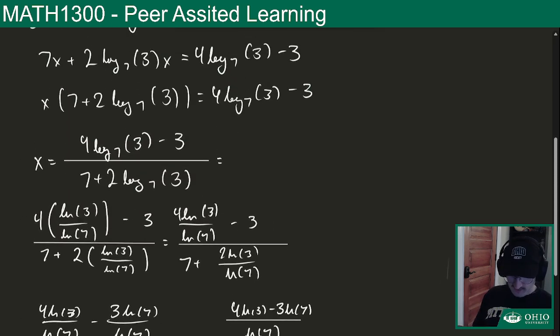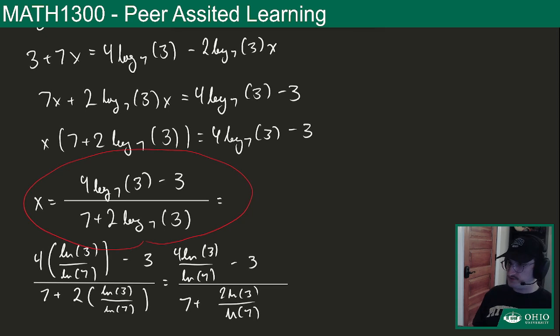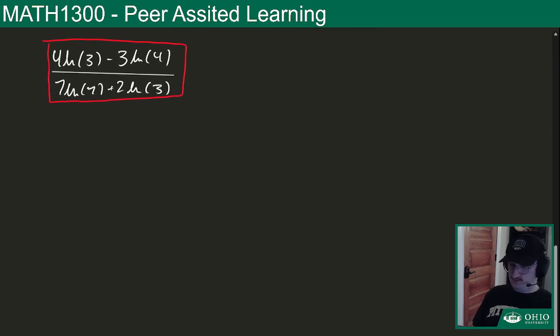I feel like I would accept this right here as a perfectly acceptable answer. Again, you've isolated x, but you never know what they're going to ask for, and if you're asked to convert to the natural base, you might need to do a process that looks like that.